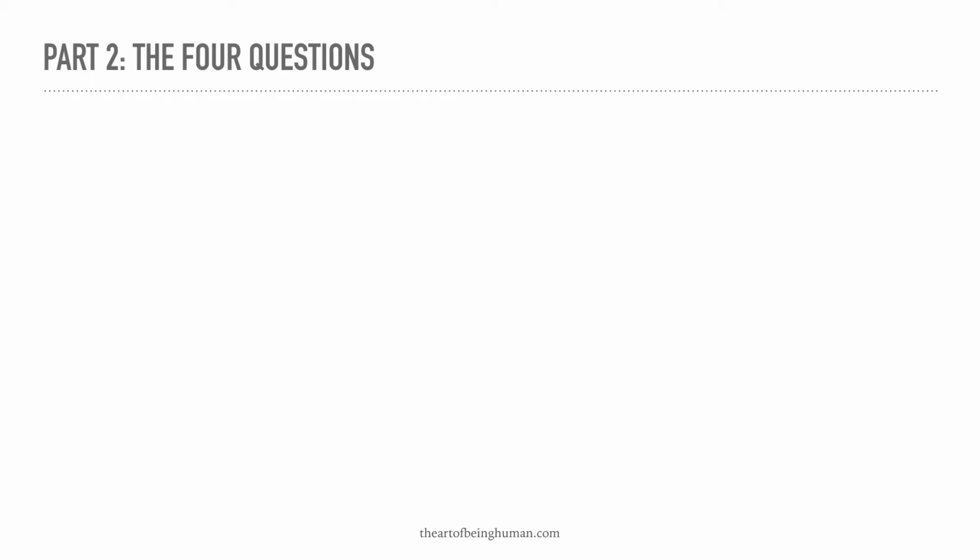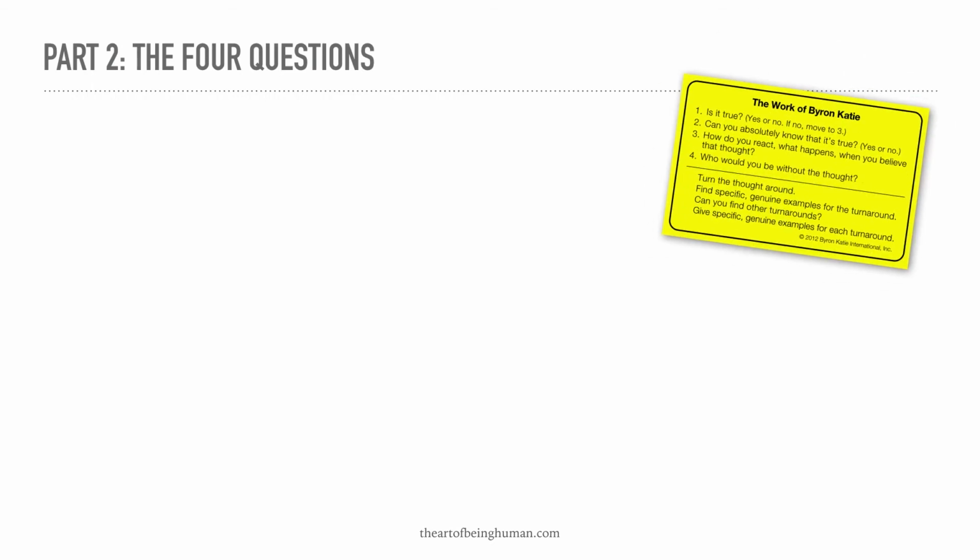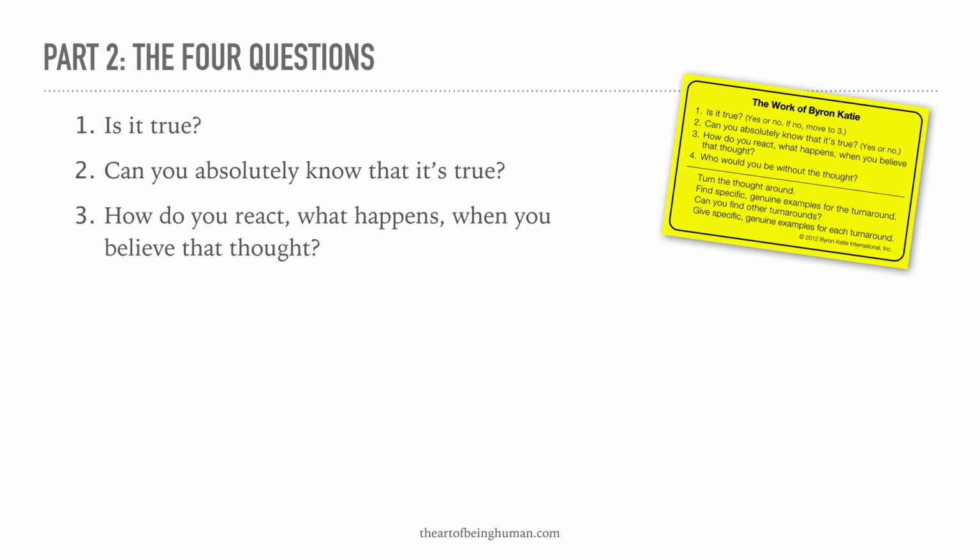The simplest version of the work is the so-called yellow card, which you've probably seen if you've ever been at an event about the work or experienced some kind of introduction to it. On the yellow card, you can find the 4 basic questions of the work. Is it true? Can you absolutely know that it's true? How do you react? What happens when you believe that thought? Who would you be without that thought?